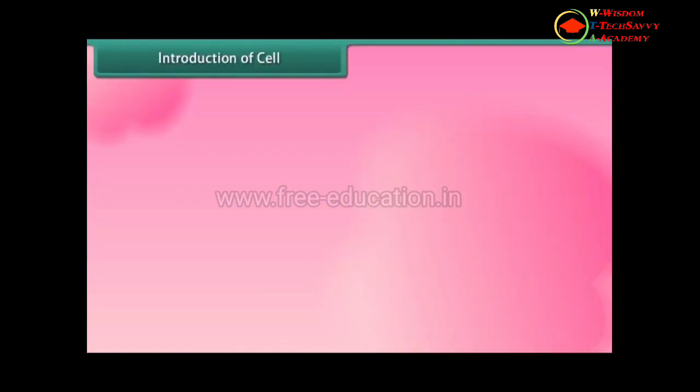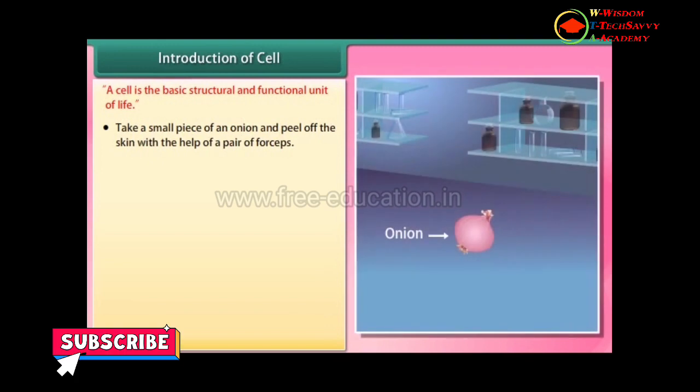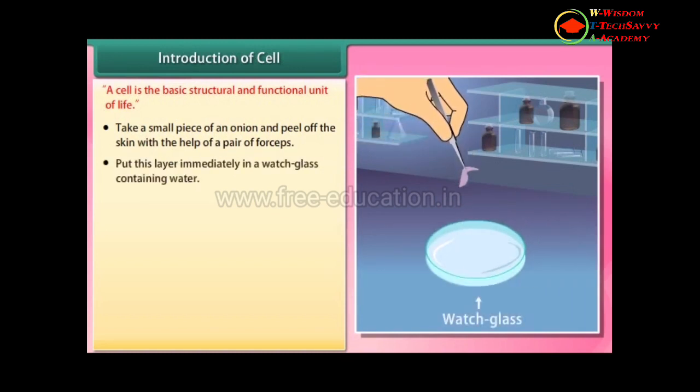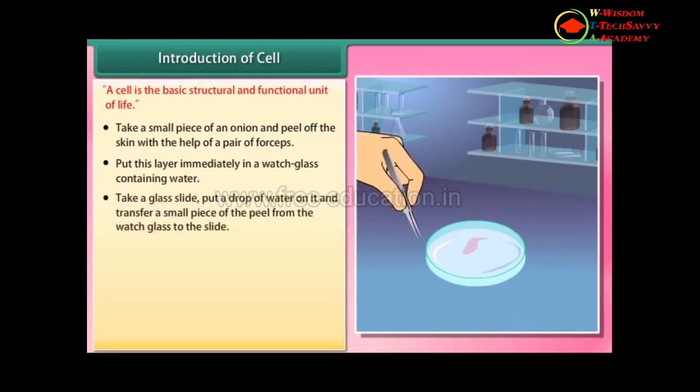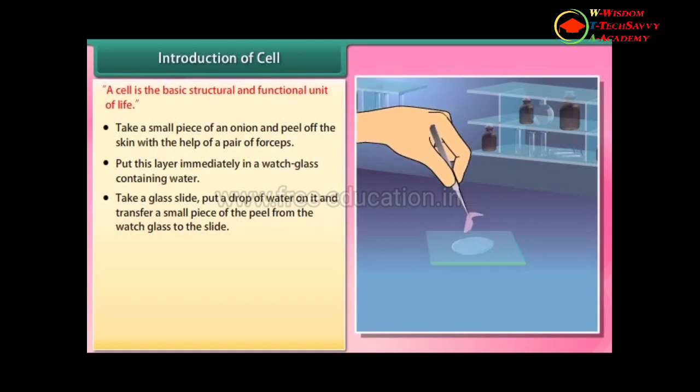Introduction of cell. A cell is the basic structural and functional unit of life. Experiment. Take a small piece of an onion and peel off the skin with the help of a pair of forceps. Put this layer immediately in a watch glass containing water. Take a glass slide, put a drop of water on it, and transfer a small piece of the peel from the watch glass to the slide.